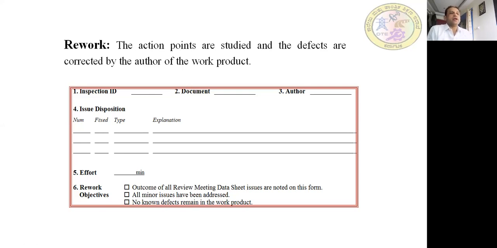So rework is nothing but whatever defects were identified by the reviewers have to go back to the developer. The developer has to rectify them and send it back to the tester in this particular format. So which team has inspected, their identification number, what the document is, and who is the person who has done it and will be rectifying it, whether the error is fixed or not, he's going to identify that and then send it back to the team.